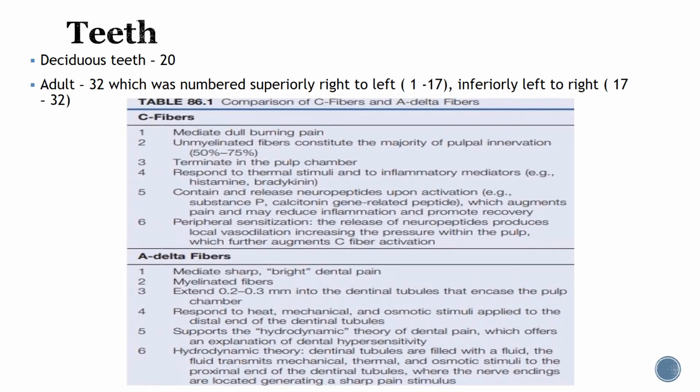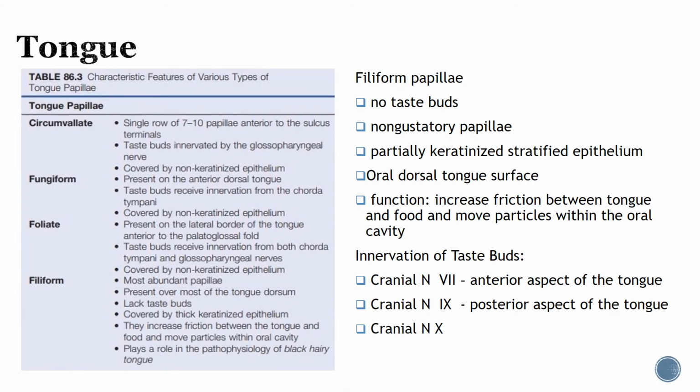People usually describe dental pain as either dull and burning or sharp pain. Sensations of your dull burning pain are associated with the stimulation of your C fibers that terminate in the pulp chamber. So your sharp, bright dental pain is associated with the A delta fiber innervation that extends a short distance into the dentinal tubules matrix interposed between the pulp chamber and the enamel covering of the tooth. So this table shows the comparison of the C fibers and the A delta fibers.